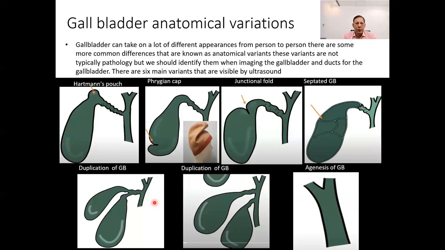Gallbladder anatomical variations. Basically, these are nothing pathological, but in the gallbladder you will see different variations which are congenital.